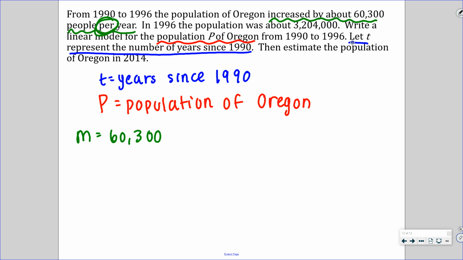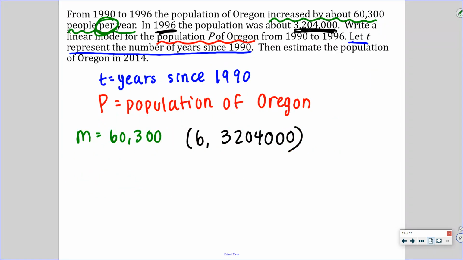The other thing they're giving me is what the population is in 1996. It was a little over 3 million people. Not a little over, that's pretty significantly over. So in 1996, which if T is my years since 1990 would be 6, the population was 3,204,000. I don't like to do commas with ordered pairs because then sometimes people get confused with which one's the x coordinate and which one's the y coordinate, but that's up to you. So this time they gave me the slope and they gave me a random point. Is this random point my y-intercept? Sadly, no.